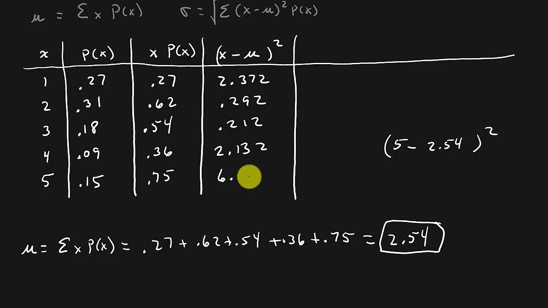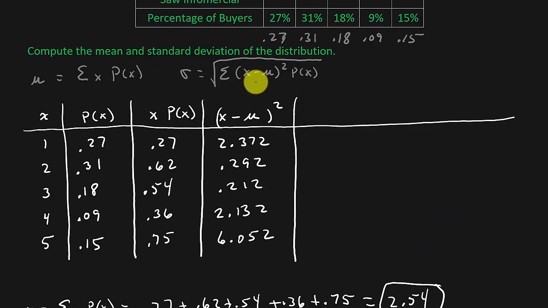Now, what do we have to sum? We've got this column and we've got p of x. So I need to multiply this value and this value together, and then sum them up and take the square root. If I do x minus mu squared times p of x, I've got 2.372 times 0.27, and that is going to be 0.64. Then 0.292 times 0.31 is 0.091. And 0.212 times 0.18 is 0.038. And this times this is going to be 0.192.